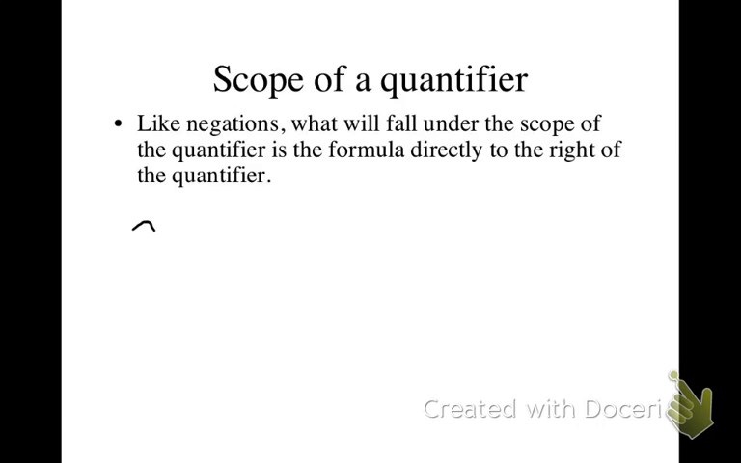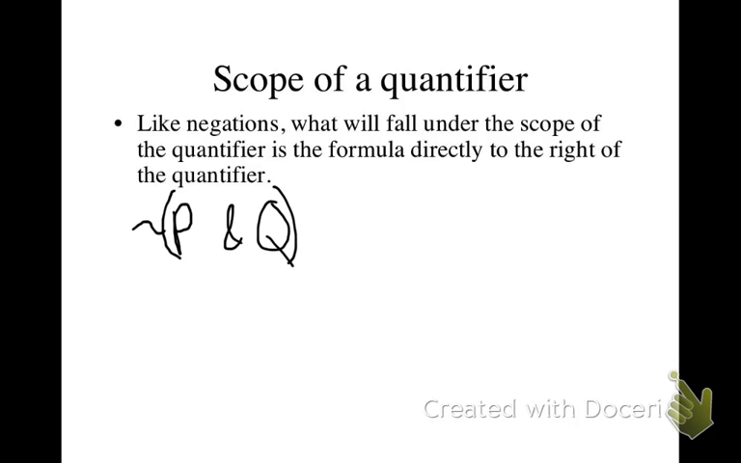So, if we have the formula not P, the P is under the scope of the negation. But if we had the formula not P and Q, well then only the not P is under the scope of the negation. Unless we put P and Q in parentheses. And then the whole formula P and Q falls under the scope of the negation.